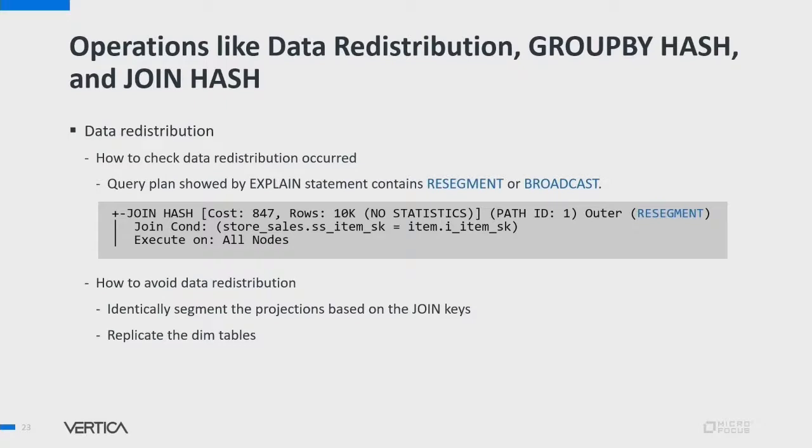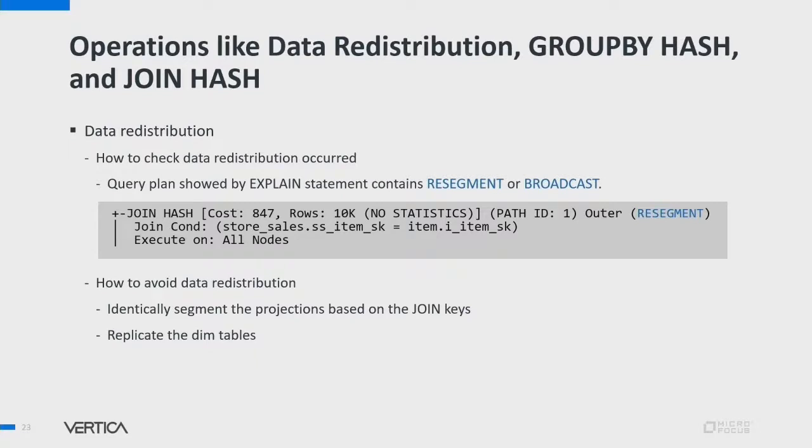Explain plan shows if there is any data redistribution. As shown here on the join path ID, you may notice the outer is resegmenting, or it can be both inner and outer resegmenting or broadcasting.